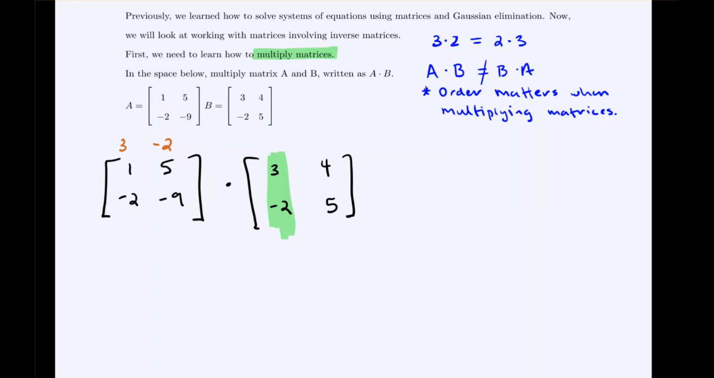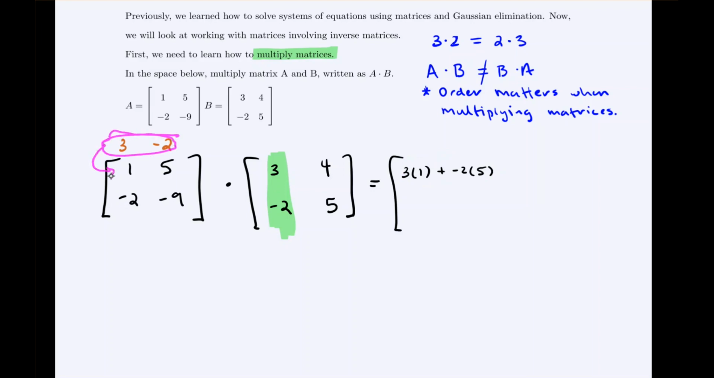And then imagine bringing this down to the first row, and then you multiply and add the terms. So you multiply 3 times 1 plus -2 times 5. So we'd say 3 times the entry 1 plus -2 times 5, whatever that is, becomes the entry in the first row, first column. And then you continue that multiplication down through all the possible rows.